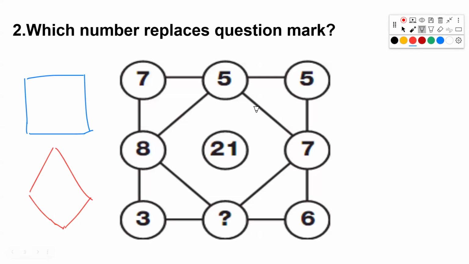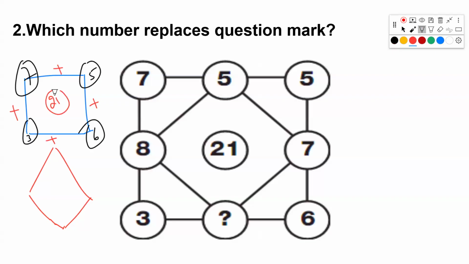So you are looking at the corner points of the square, which are 7 and 5, and say this is 6 and say this is 3. If I try to add them, 7 plus 3 is 10, 10 plus 6 is 16, plus 5 is 21. So what is the middle number? 21. The middle number is 21 when I add up the corner points.